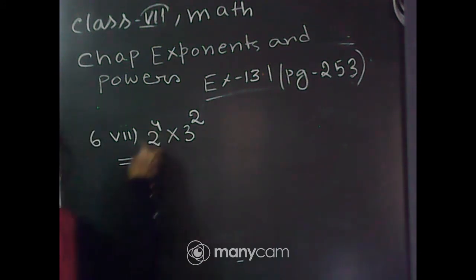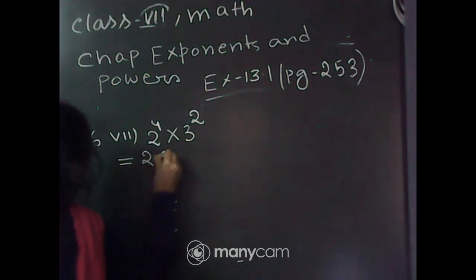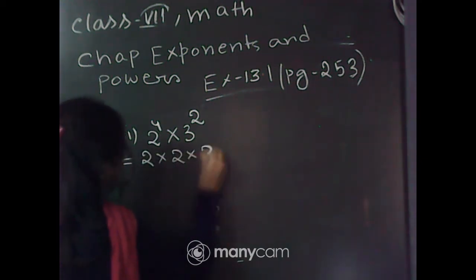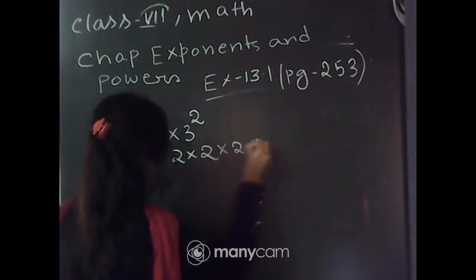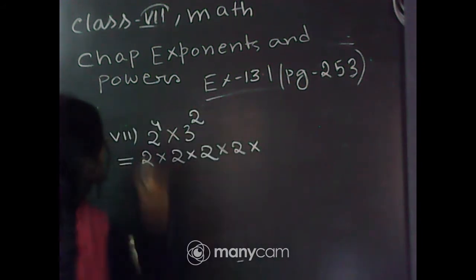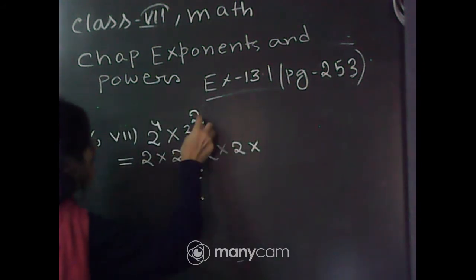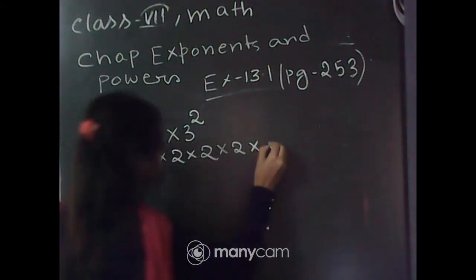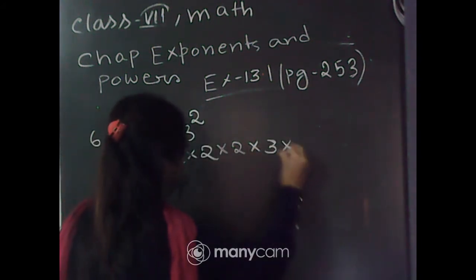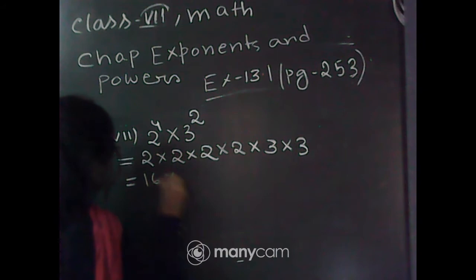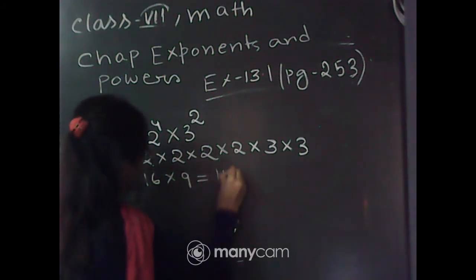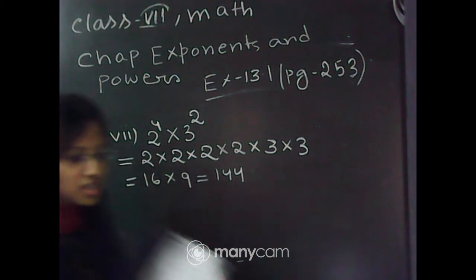Since the power of 2 is 4, so we write 2 4 times. Here 2 is the base and 4 is the exponent or power. And here 3 is the base and 2 is the power, and the power of 3 is 2, so we write 3 2 times, and this is equal to 16 into 9, that is 144. Clear?